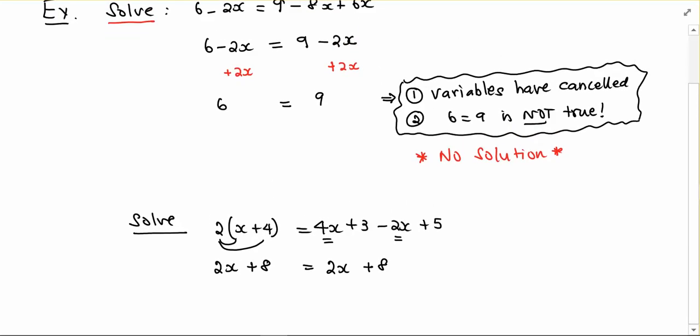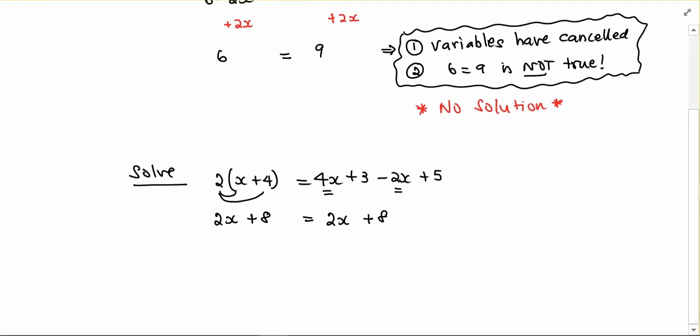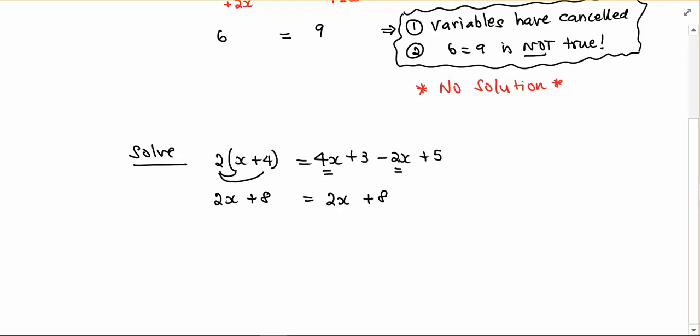Now, anytime I get an equation where once I simplify the sides, the variables are the same, like 2x and 2x in this particular problem, I know something strange is about to happen, right? So still, let's go ahead and take the variables to one side. So I'm going to try to make the variables from the right side disappear. Well, when I try to do that, the variables from the left side also disappear, as you can see. And I get 8 equals 8.